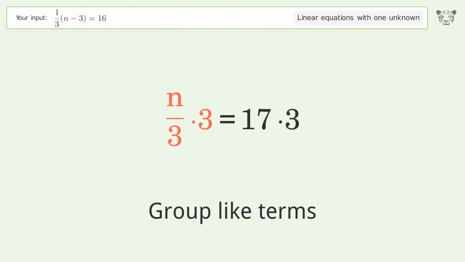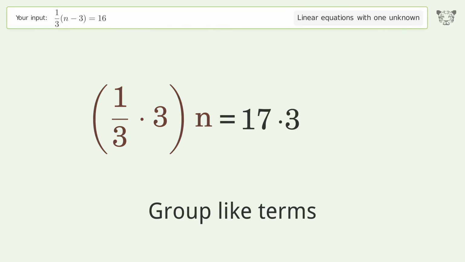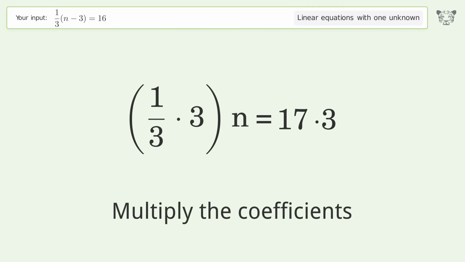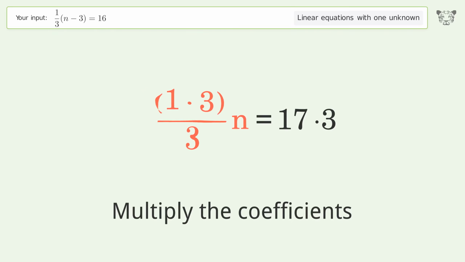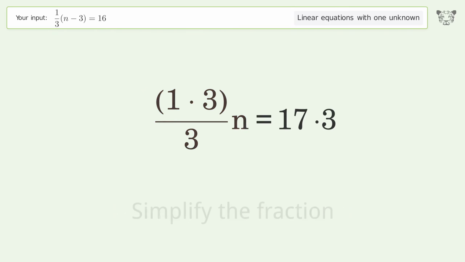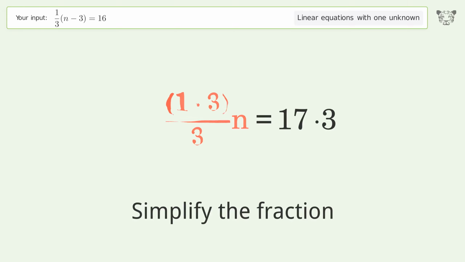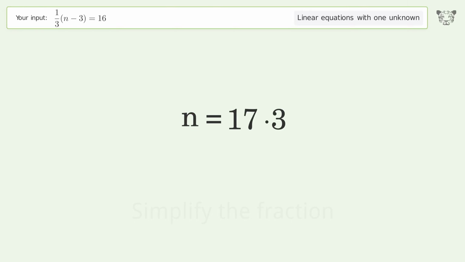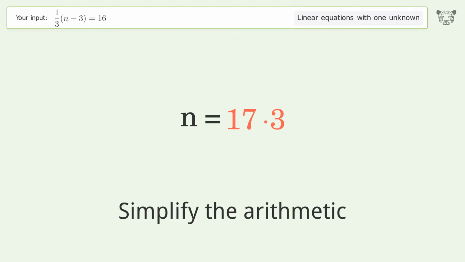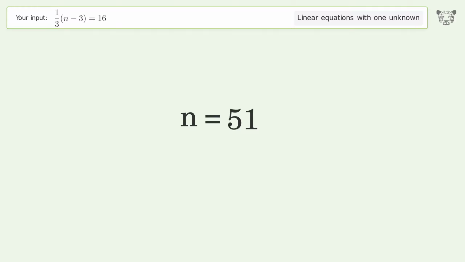Group like terms. Multiply the coefficients. Simplify the fraction. Simplify the arithmetic. And so the final result is n equals 51.